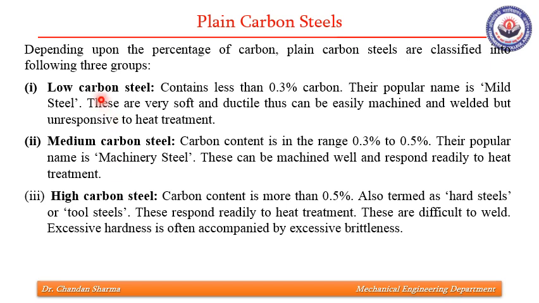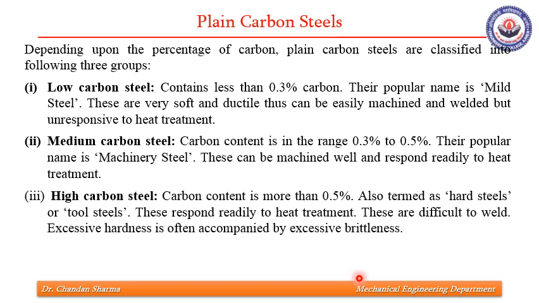First is low carbon steel. If the plain carbon steel contains less than 0.3% carbon, it is called low carbon steel. Its popular name is mild steel. Mild steel is very soft and ductile and thus can be easily machined and welded, but it is unresponsive to heat treatment. In your first year workshop, you might have prepared jobs in the welding shop and in the fitting shop. The workpiece that you used is made up of low carbon steel.